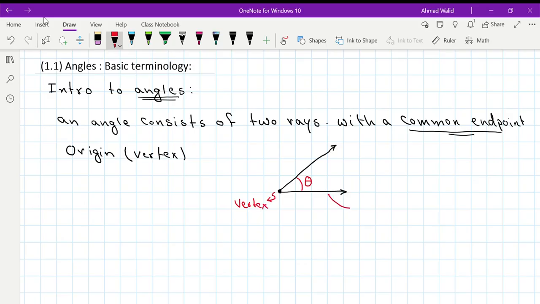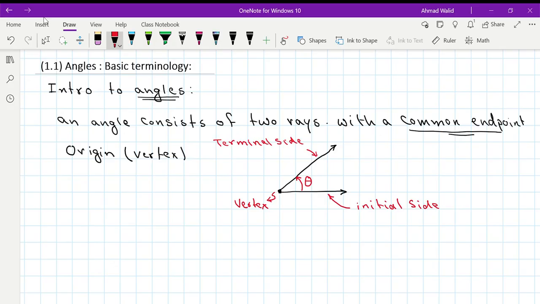This ray that we start with, we call it the initial side. Each angle has an initial side, and of course each angle has a terminal side. Vertex, initial side, terminal side, correct? If I want to show it, I move this way.